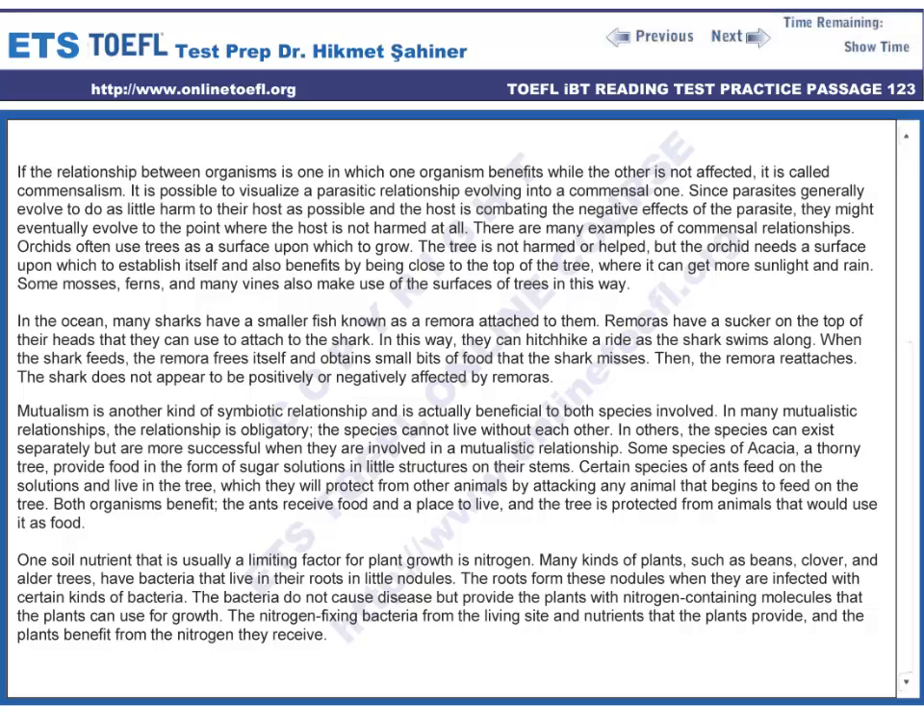One soil nutrient that is usually a limiting factor for plant growth is nitrogen. Many kinds of plants, such as beans, clover, and alder trees, have bacteria that live in their roots in little nodules. The roots form these nodules when they are infected with certain kinds of bacteria. The bacteria do not cause disease but provide the plants with nitrogen-containing molecules that the plants can use for growth. The nitrogen-fixing bacteria benefit from the living site and nutrients that the plants provide, and the plants benefit from the nitrogen they receive.